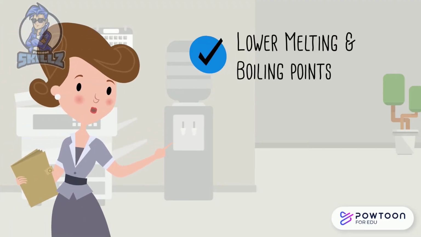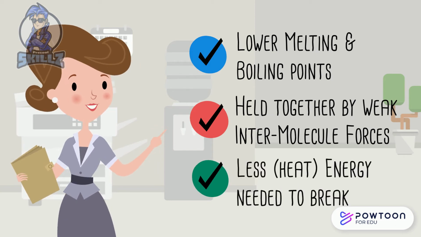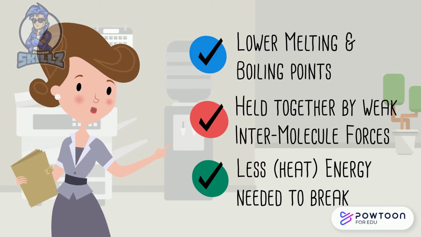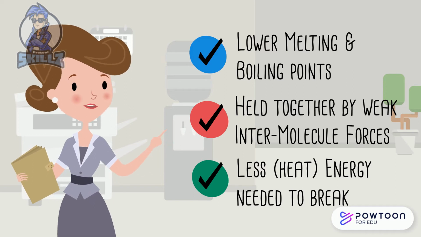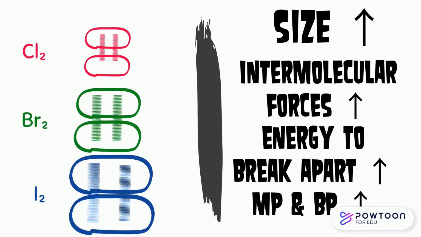Let's take a look at simple substances. They have low melting and boiling points. Molecules are held together by weak intermolecular forces. This leads to less heat energy needed to break them apart. As the size increases, the intermolecular forces also increase. This leads to more energy needed to break them apart, and the melting and boiling points also increase, as shown in the diagram.